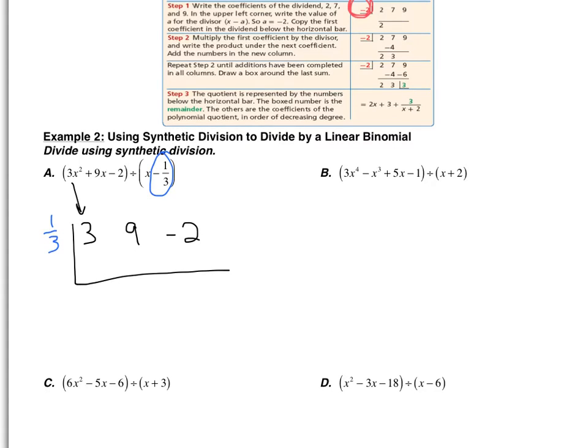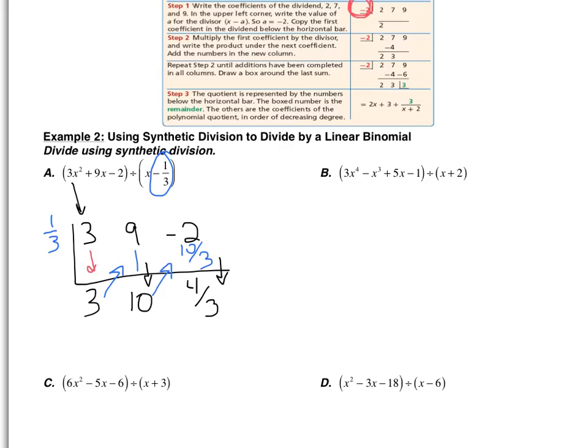We're going to start off, bring down the 3, and then multiply that by 1/3, so 3 times 1/3 is 1. And then we're going to add, so going down, we add 9 and 1 is 10. And then we multiply by 1/3, so that's 10/3. And then we add, going down, 10/3 minus 2 is 4/3, because negative 2 is 6/3, 10 minus 6 is 4, so we have 4/3.